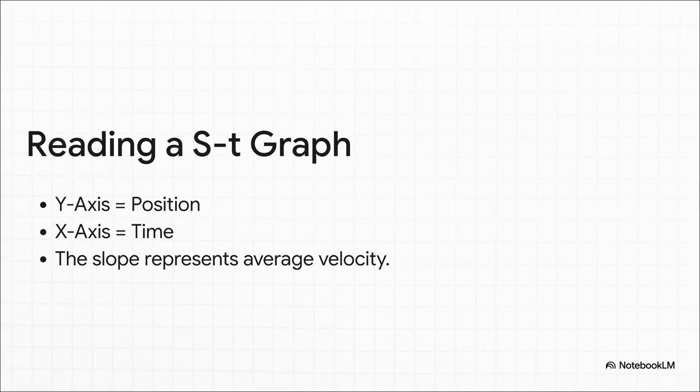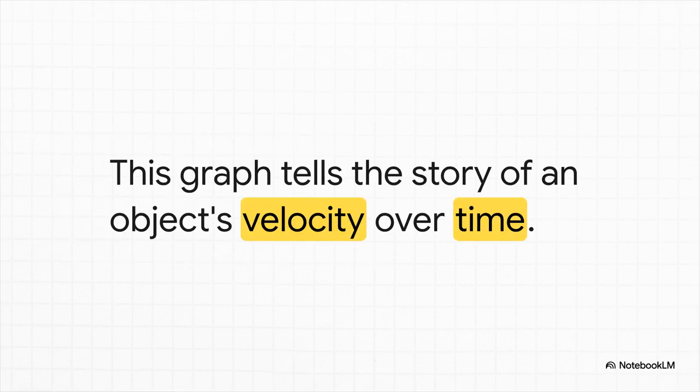So here's how you read it. The up and down axis, the y-axis, shows their position. The side-to-side axis, the x-axis, shows time passing. But the real magic here is the slope of the line. The steeper the line, the more ground the runner is covering in less time, which means they have a higher velocity.